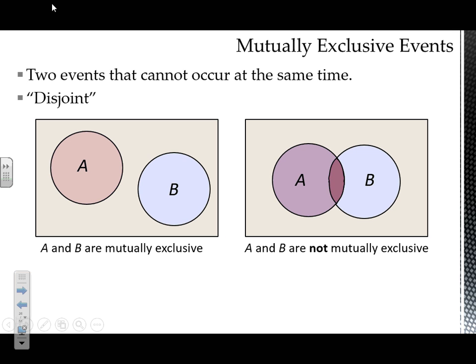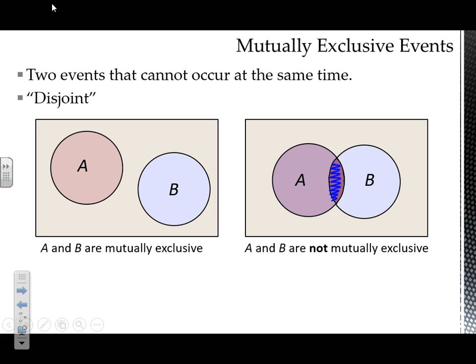In our second example here, we have event A and event B. Now they do have some overlap. So right here, what we're saying is there are some outcomes. There's at least one outcome within this sample space that would satisfy both event A and event B.